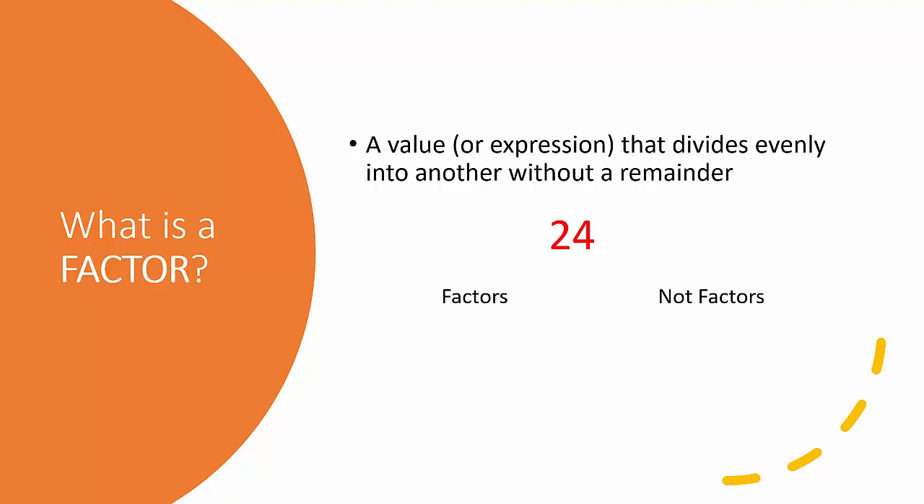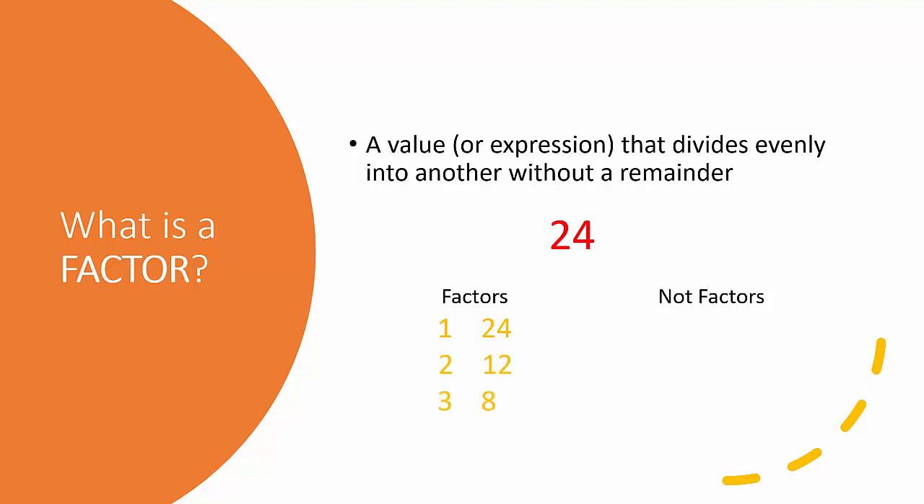So to start off, we're going to start low. And I like to start with the number 1. 1 is always a factor of something. So 1 times 24 gets you 24. Then we'll work our way up. 2 times what gets you 24? 12. So 2 and 12 are factors.